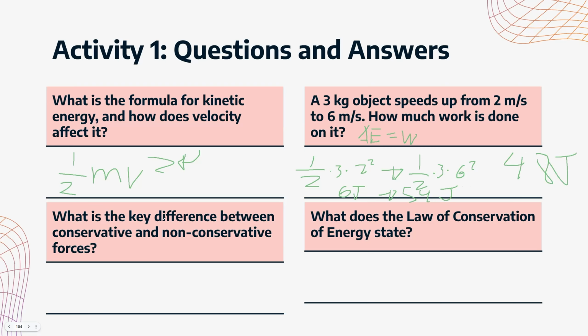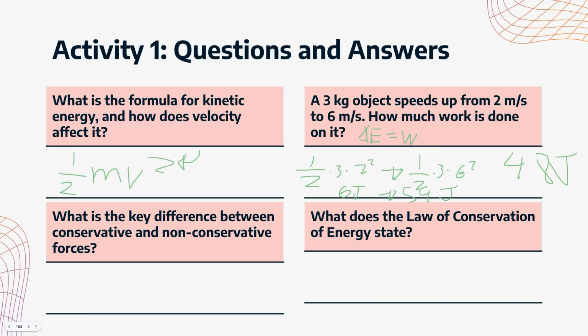What is the key difference between conservative and non-conservative forces? This one is kind of tricky. Conservative forces only depend on the start and end points, not the path. That means it's path independent, which is the definition of it. Non-conservative forces, like friction: if you take a longer path, friction is going to do more work. I don't know how to explain this. Yeah, it's kind of difficult.